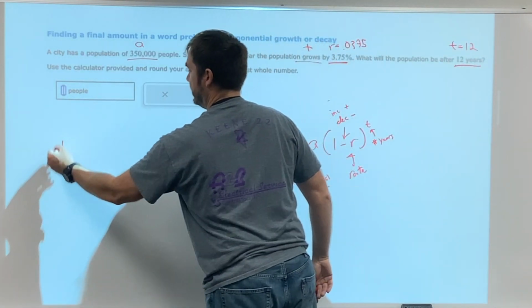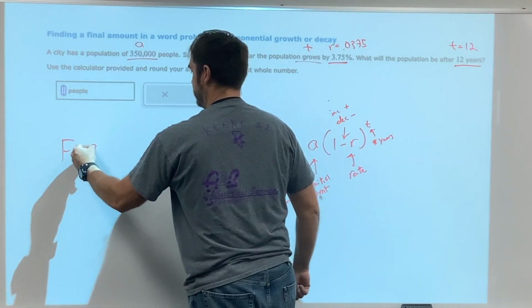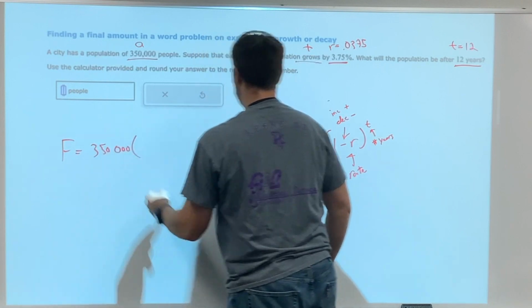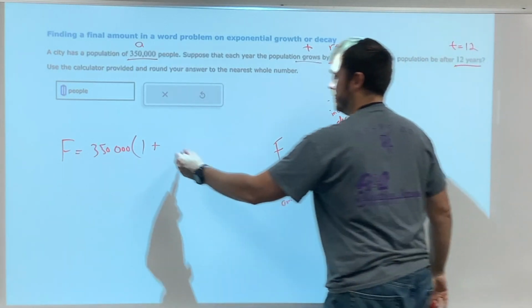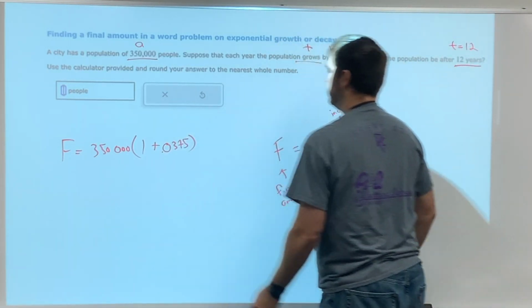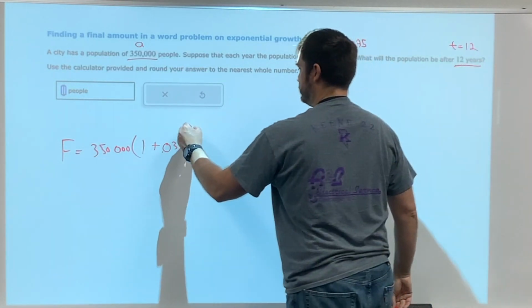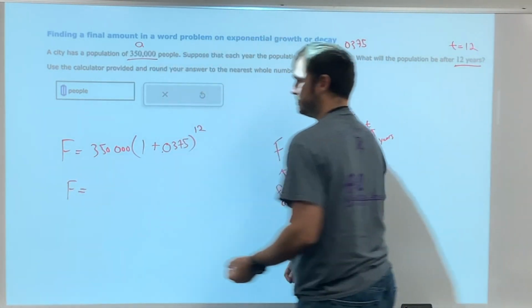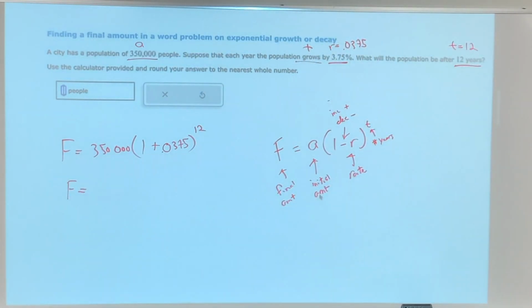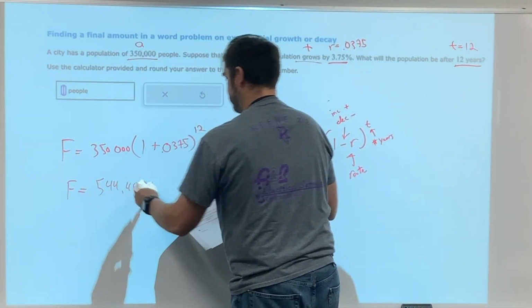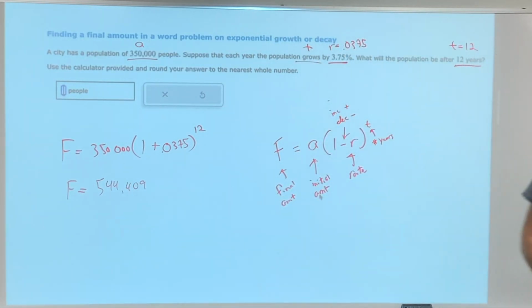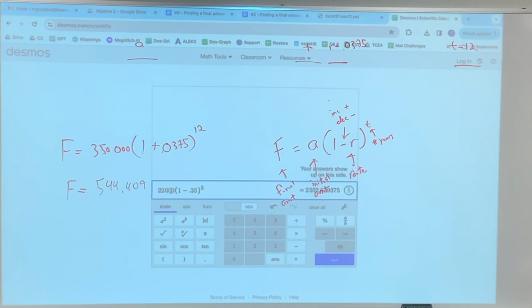So our final amount is equal to the initial amount, 350,000, times 1 plus, in this case, since it's growing, 0.0375 raised to the power of 12. That's it. Just plug in that formula. When you do, you should get something around 544,409 people. Again, we can slide over to Desmos and literally just change those numbers there.